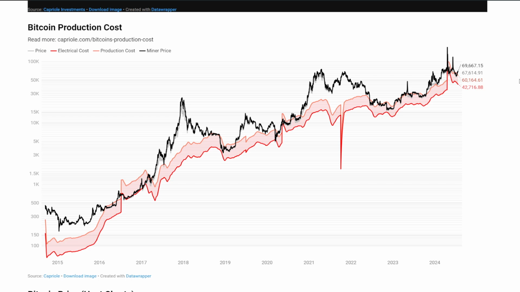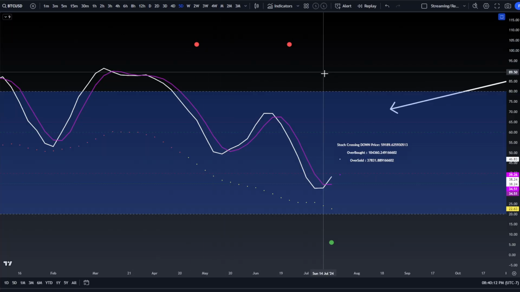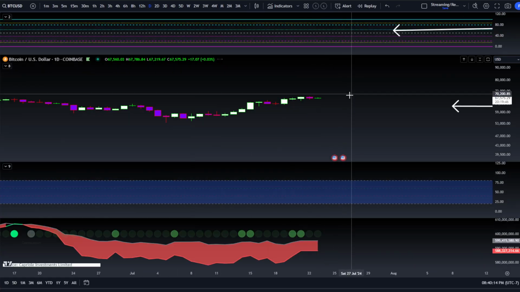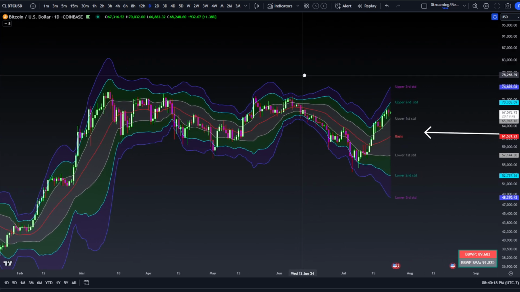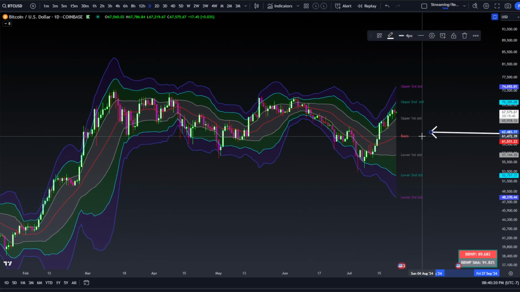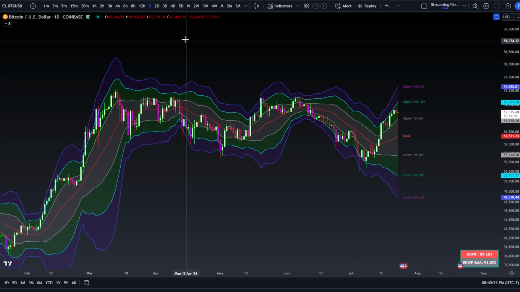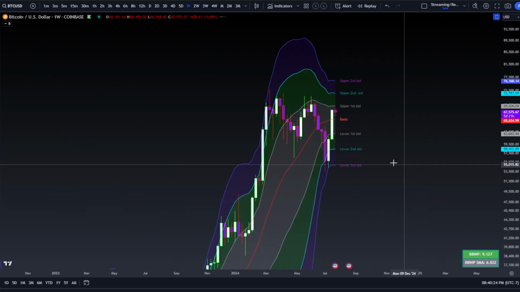But just understand, the longer Bitcoin takes in the structure that it's building right now, which I do believe is very bullish, the longer the bull run will actually be, and the higher prices will go. So we're going to leave off with something pretty simple here.